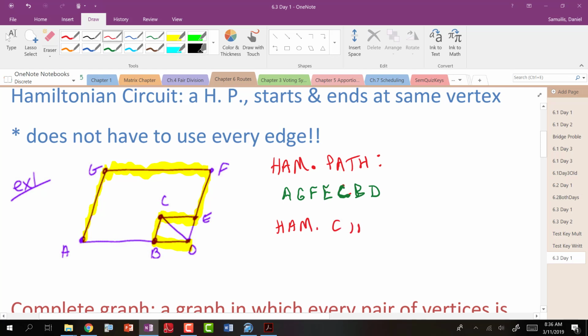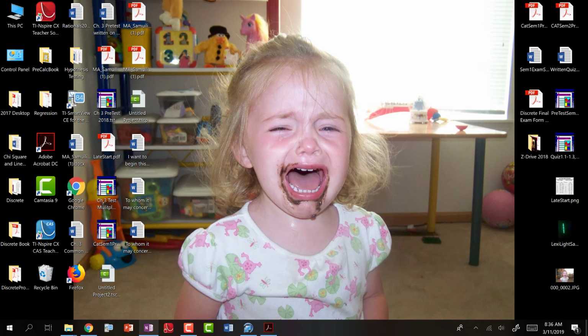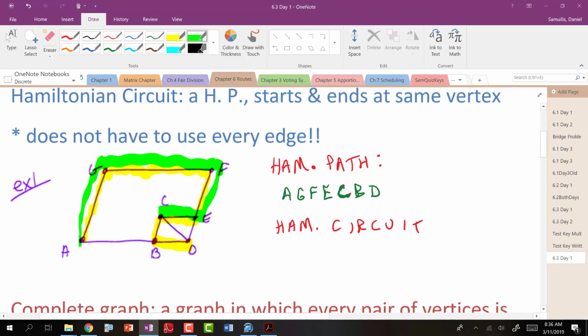Ham circuit. And make a little different decision at the end there. I'm going to, well, maybe I'll just go in green. A to G, G to F, F to E, E to C, and then for me to really be able to make this a circuit, I have to go, what in the blazes just happened there? Oh my goodness. Then C to D, then D to B, then B to A, and that's a Hamiltonian circuit.